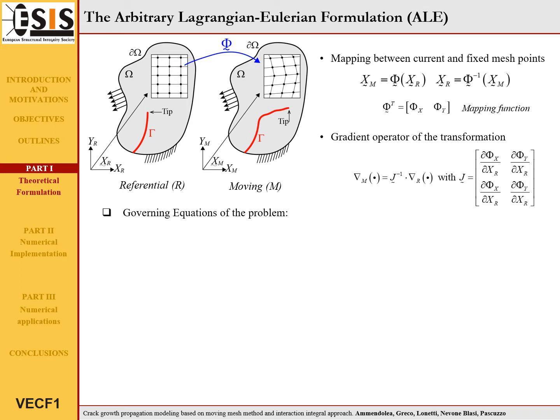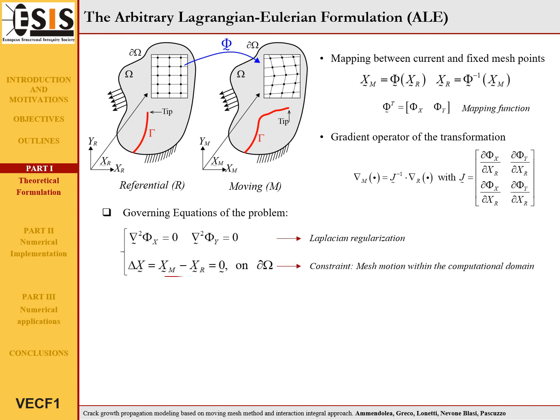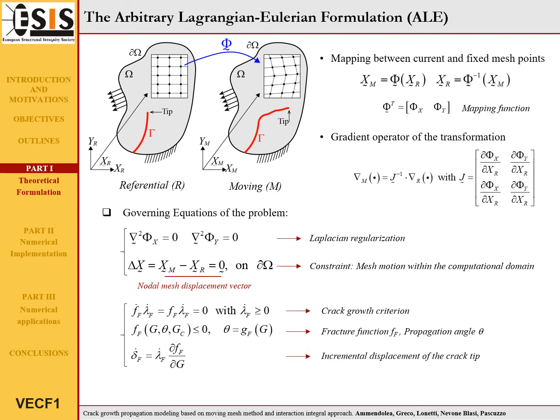The governing equations of the problem comprise 2 contributions. The first concerns the equation of the moving mesh problem, which consists of the Laplacian regularization equation for reducing mesh element distortion and a constraint condition on nodal mesh displacement, which limits nodal displacement within the computational domain. The second set of equations consists of the definition of a crack growth criterion, which identifies the condition of crack initiation and the direction of crack propagation at the tip front. The crack tip displacement is reproduced by imposing that the displacement of the computational node at the tip is equal to the incremental displacement provided by the crack growth criterion.